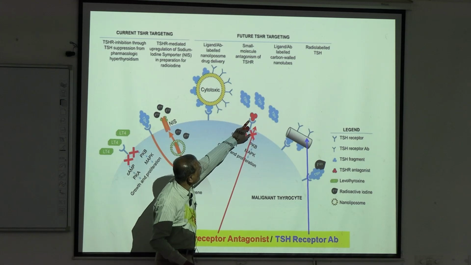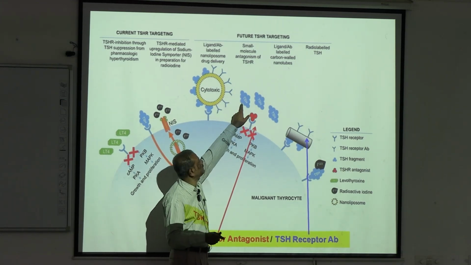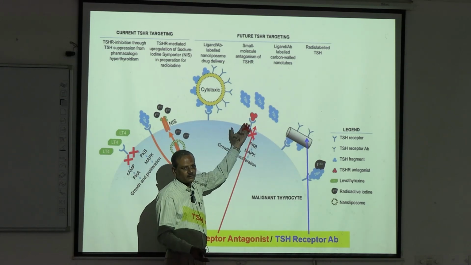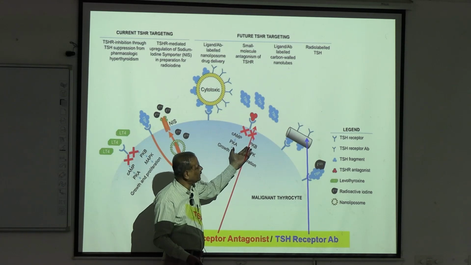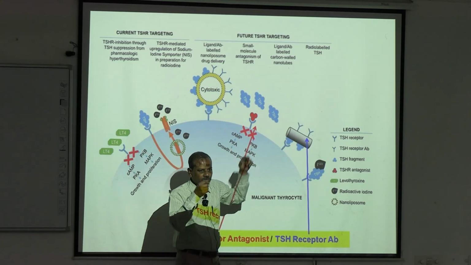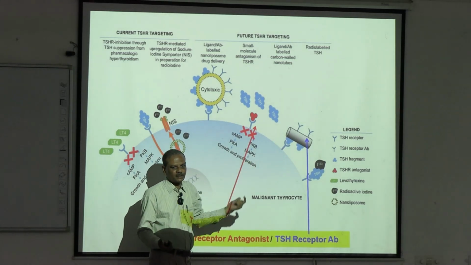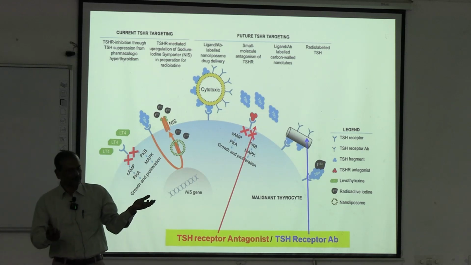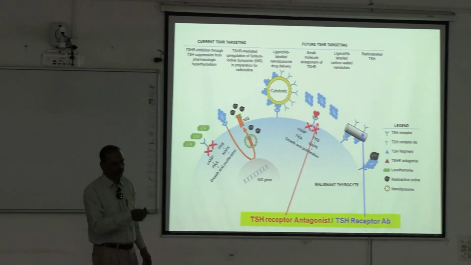like here the antagonist, now that receptor is blocked. So the thyroid is there, TSH is available in the blood, but it is not allowing it to function. Also, if you have an antibody developed against its own TSH receptor, again the TSH receptor will not be able to function, despite having TSH available in the circulation. So that will not allow it.